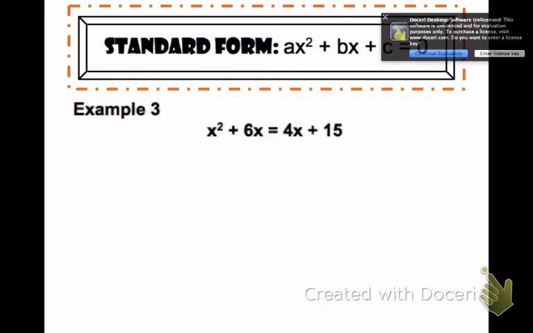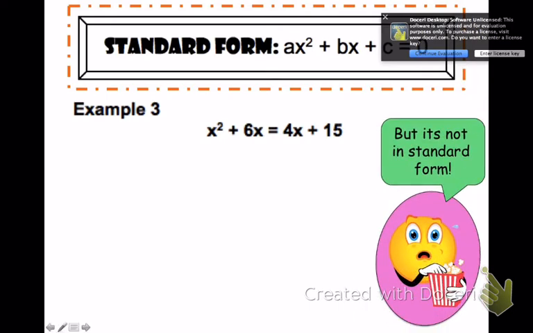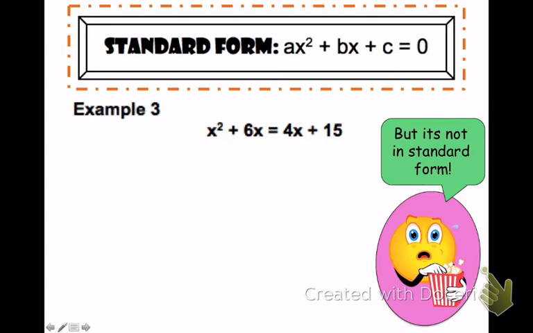So number 3. One more time, this is not in standard form, so how do we get it into standard form in order for us to factor then solve? We need that 0 on the right. So here, this time we have two terms on the right, which means we're going to have to move them both over. So I'm going to subtract that 4x. This time the 4x will combine with the 6x because they both have an x. So let's go ahead and combine those. So we have x squared plus 2x equals 15.